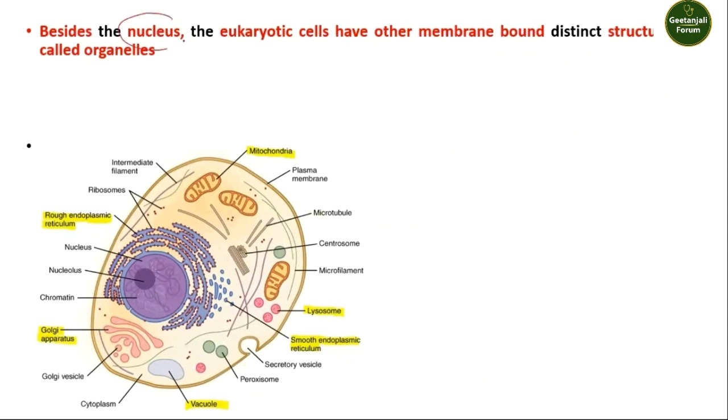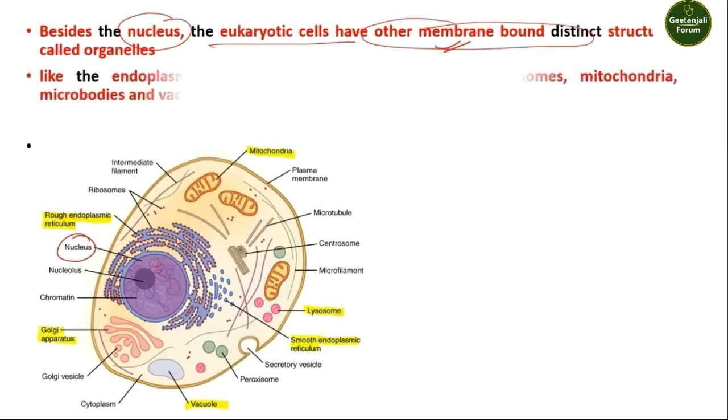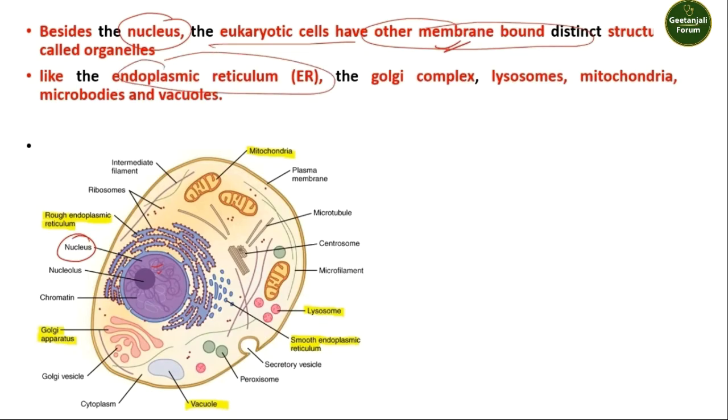Then besides the nucleus, eukaryotic cells have other membrane-bound organelles. Actually, only eukaryotic cells contain membrane-bound organelles, while the prokaryotic cells do not have membrane-bound organelles. So there is a nucleus in eukaryotic cells, which is a membrane-bound organelle. Apart from this, there are other organelles as well in which a membrane is found, like endoplasmic reticulum. Endoplasmic reticulum is of two types. One is rough endoplasmic reticulum. This is endoplasmic reticulum, and the other is smooth endoplasmic reticulum.